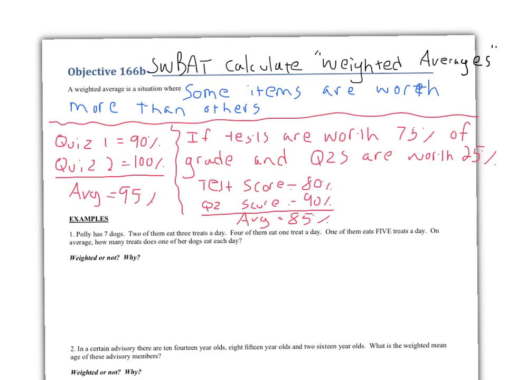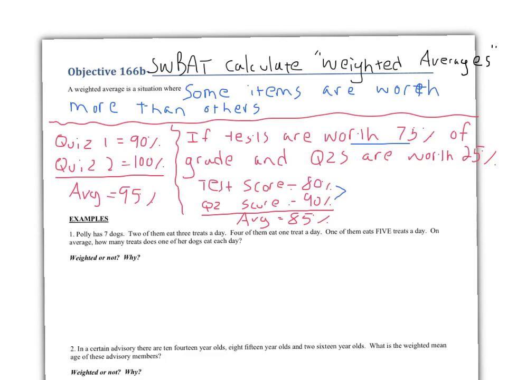Well, why can't we? Why can't we just add those 2 up and divide by the 2? We can find the average. Okay? Here's the reason right here. Tests are worth more. They're worth a higher percent of your grade. When you just calculate the average by adding them up and dividing by 2, you're saying that tests and quizzes are worth the same amount. And it just says right here, they're not.